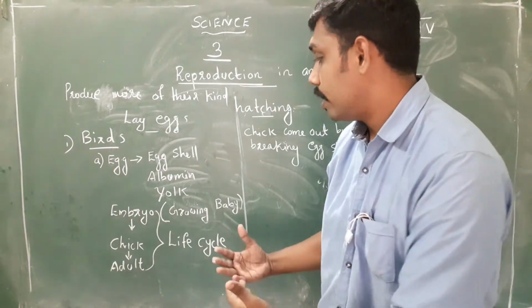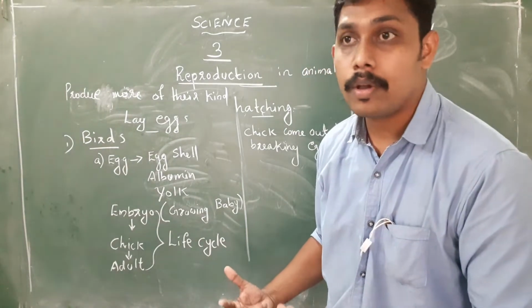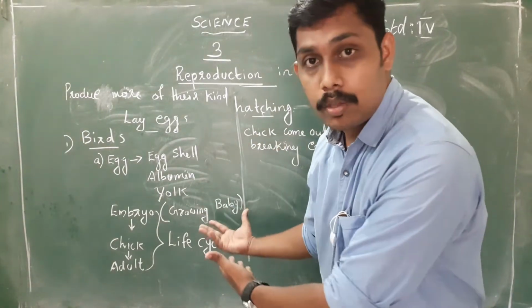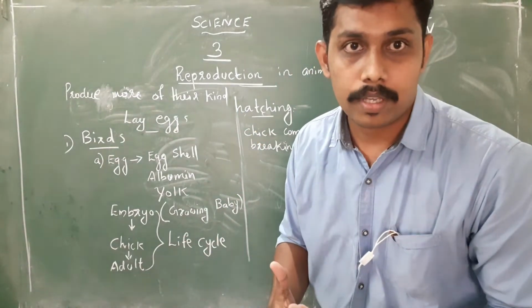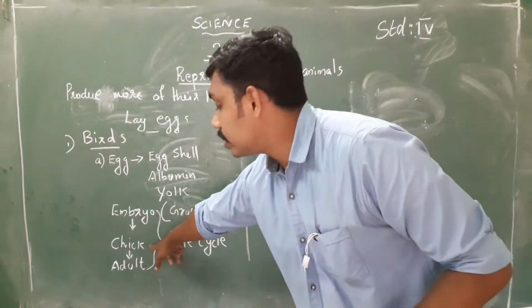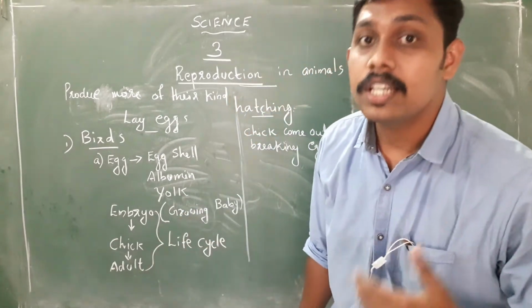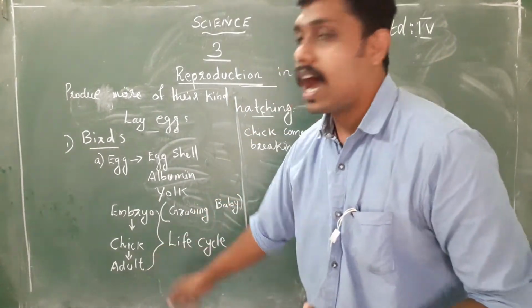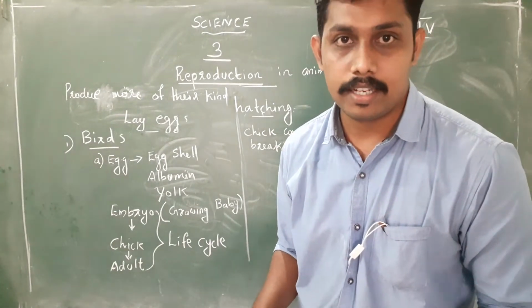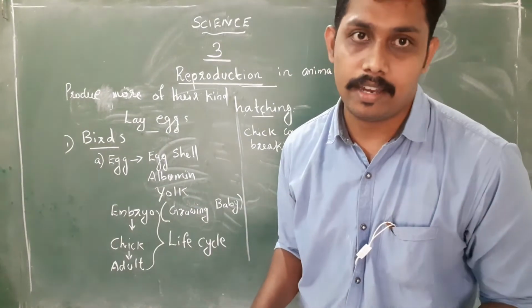And what happens to the embryo when it gets food from the yolk? It will develop, and as it develops, what does it become? A chick. It becomes a chick. And the chick develops into the adult animal. Adult animal means hen.